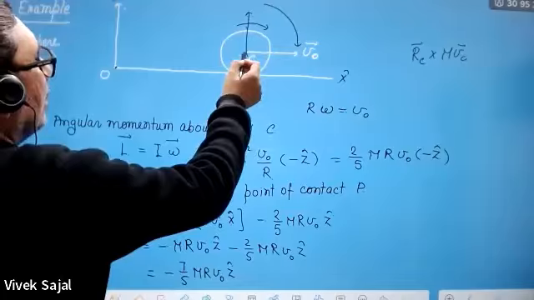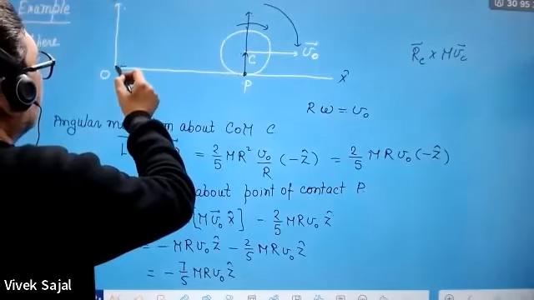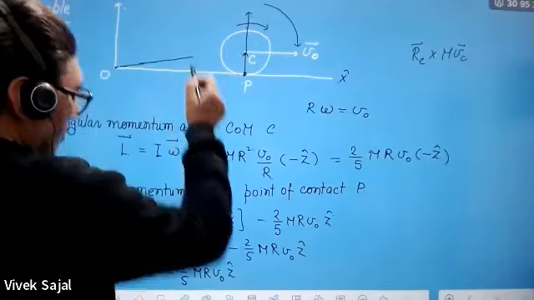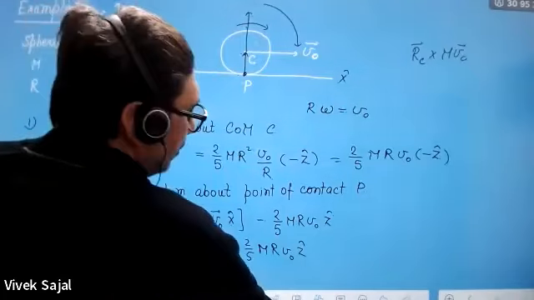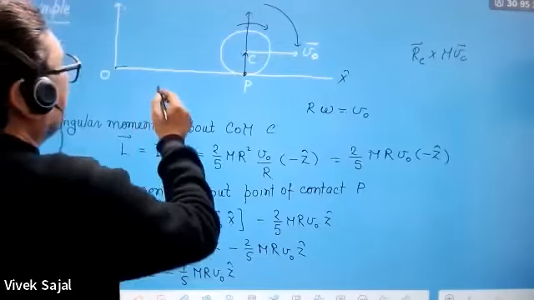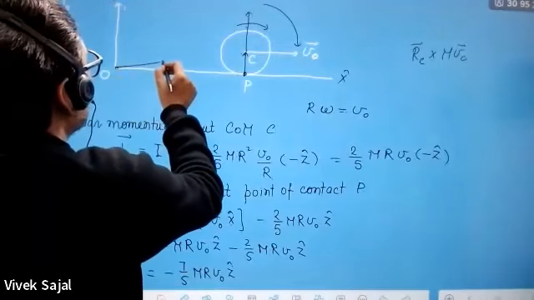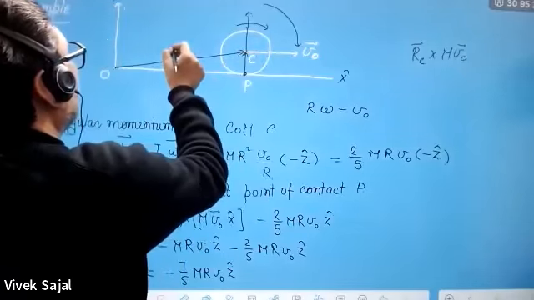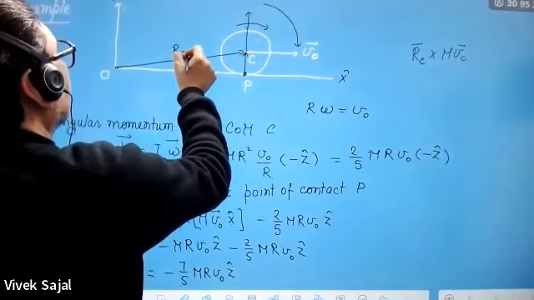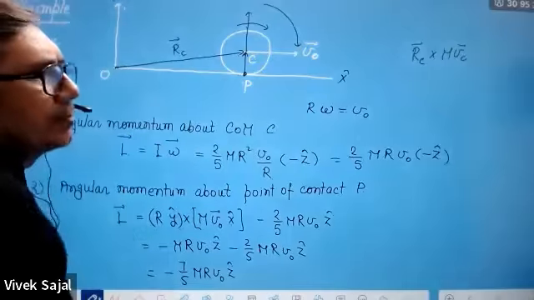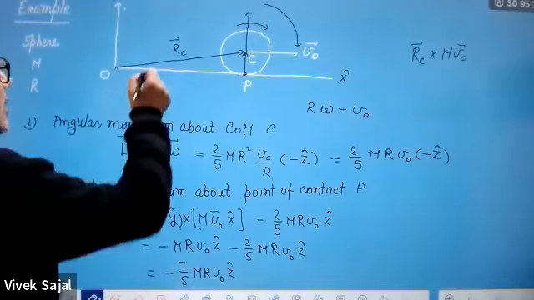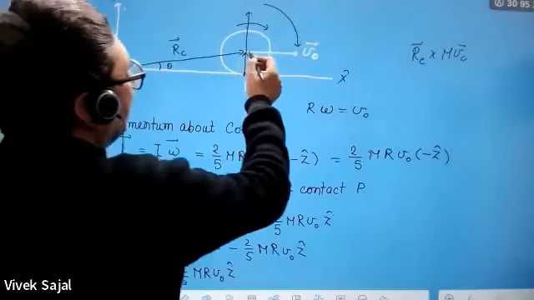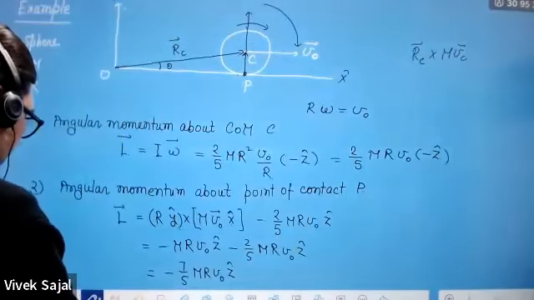Try to understand. My RC will be this. This will be my new RC. This will be RC here. Okay? And suppose this angle is theta. And this will be M V naught.